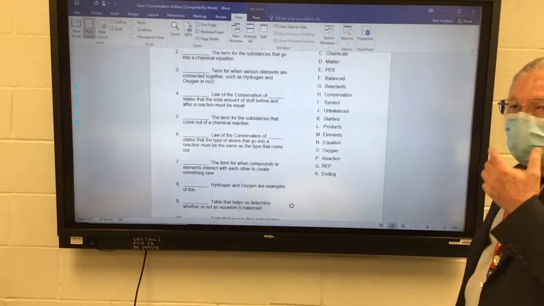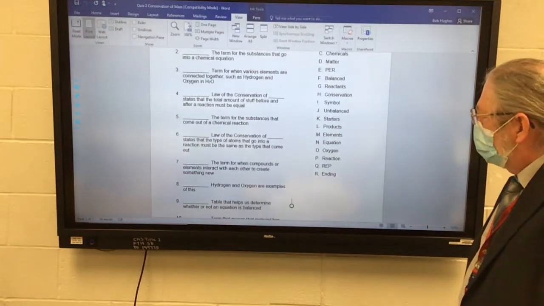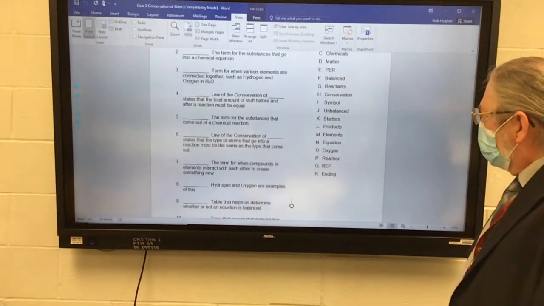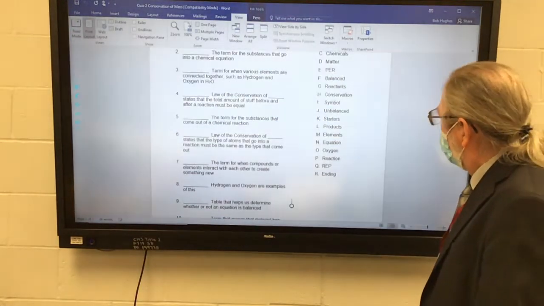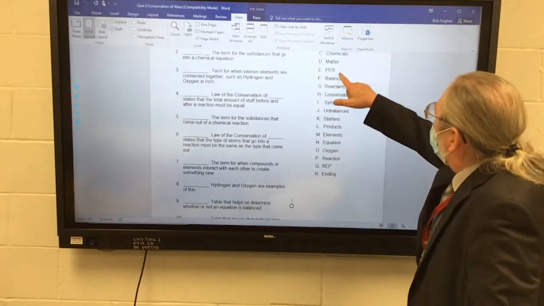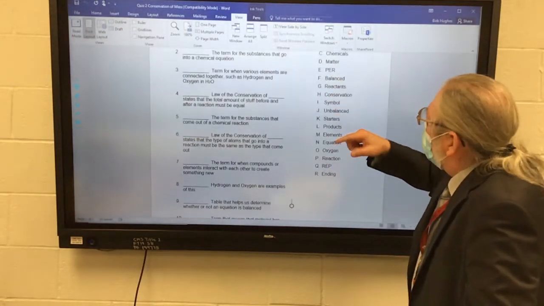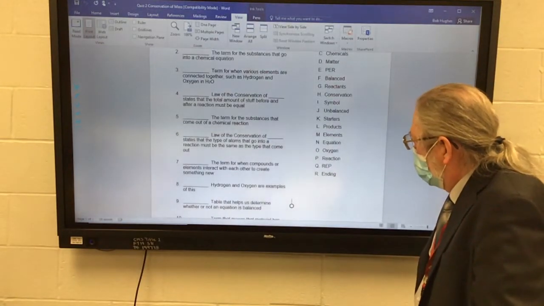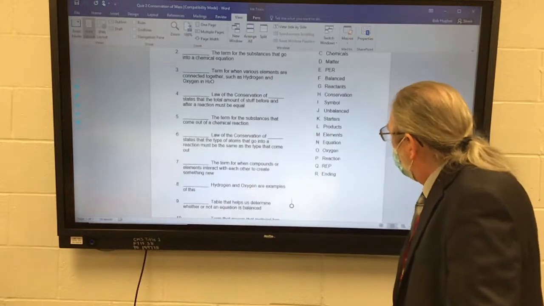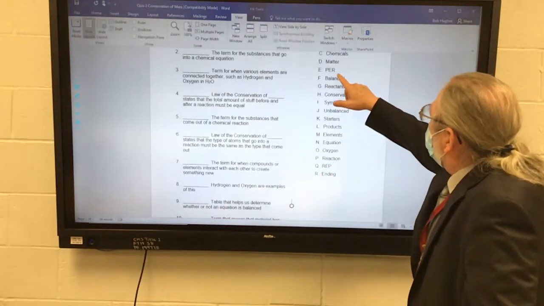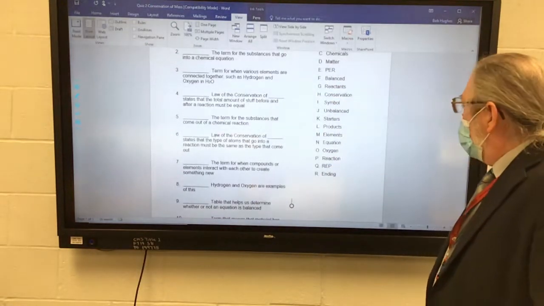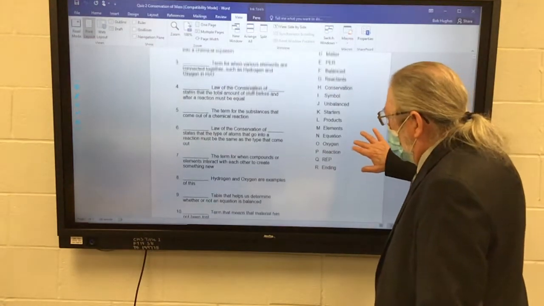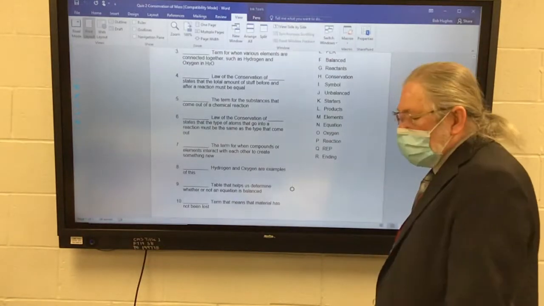Don't miss this next one. Number 9, don't miss number 9. This table helps us determine whether or not an equation is balanced. Is that a rep table or is that a per table? Q or E? Don't miss this one. E or Q? Don't miss that one.